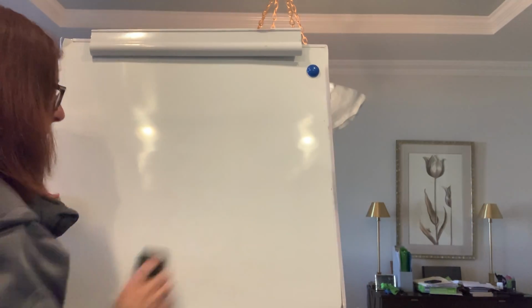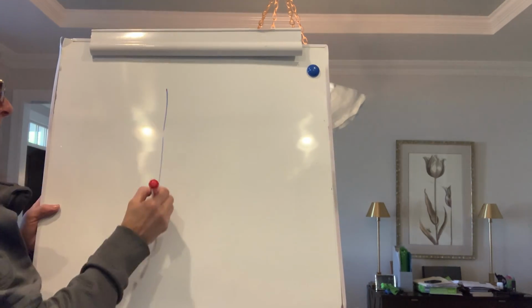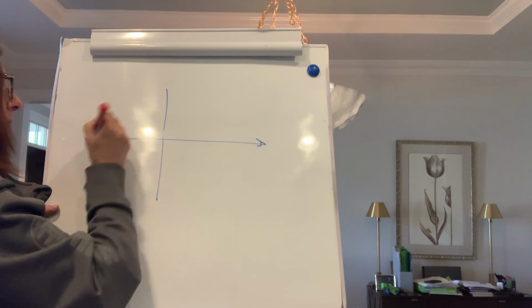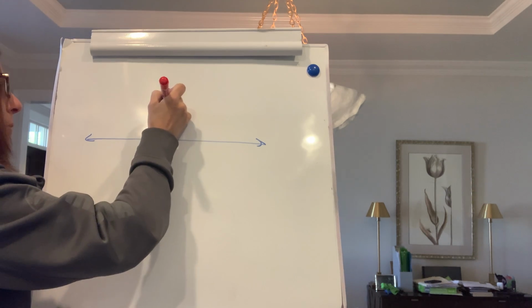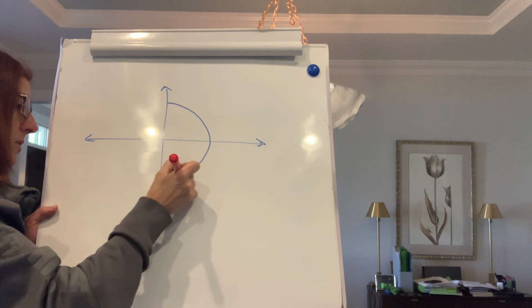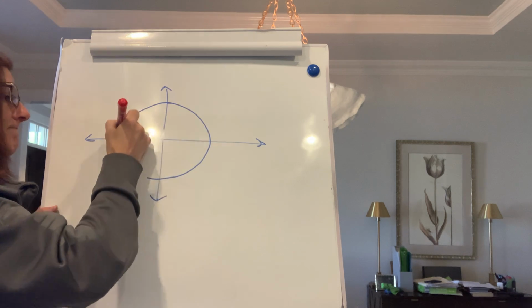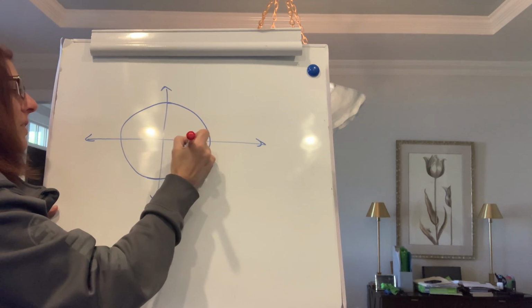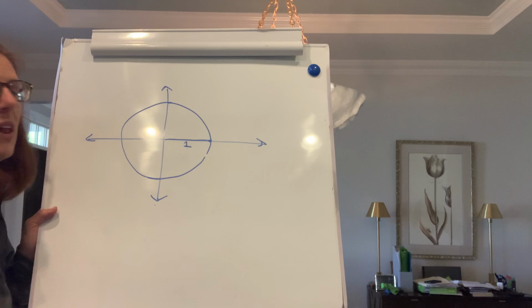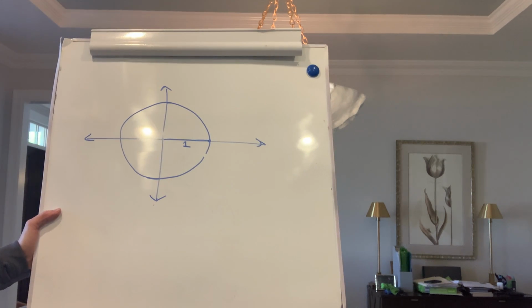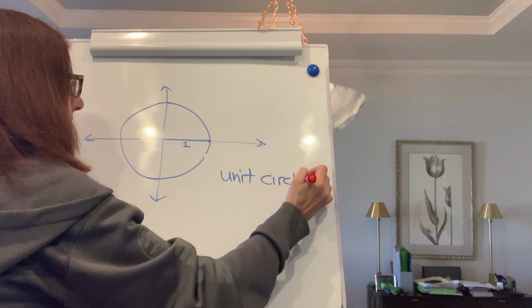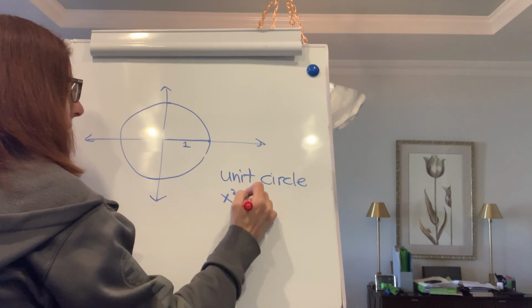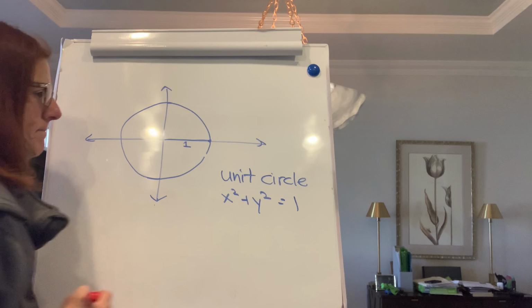So I want you to draw another coordinate plane. This time our circle's radius isn't given by the point, but we're going to define what the radius is. We're saying this circle has a radius of 1. That circle has a special name, and it is called the unit circle. x squared plus y squared equals 1.